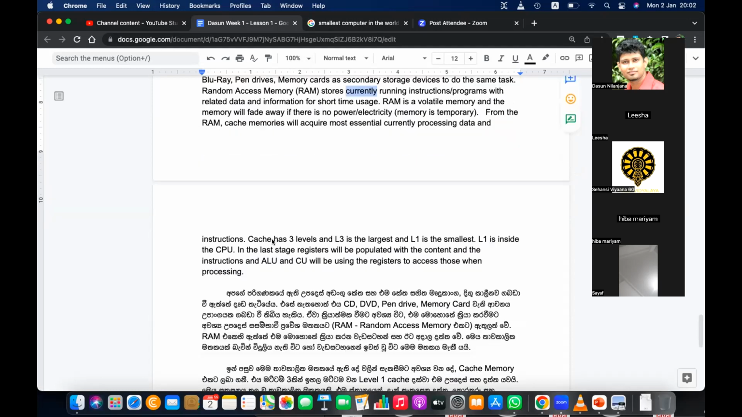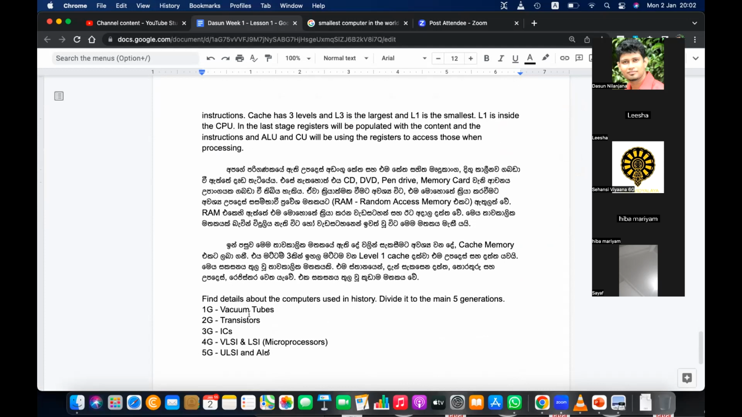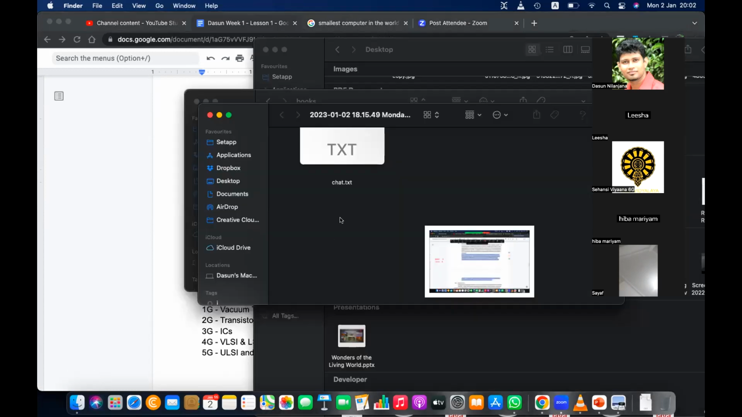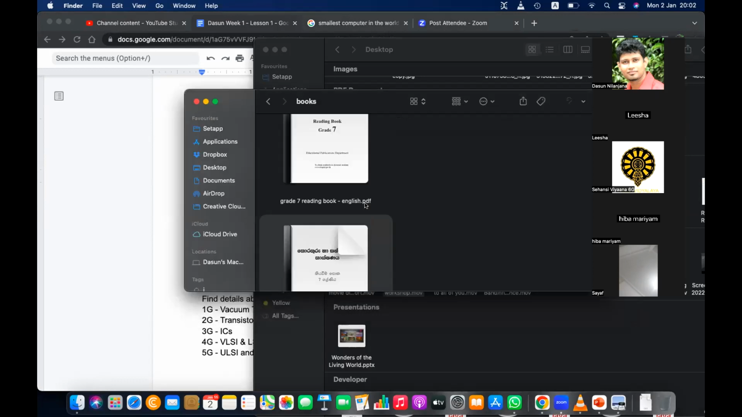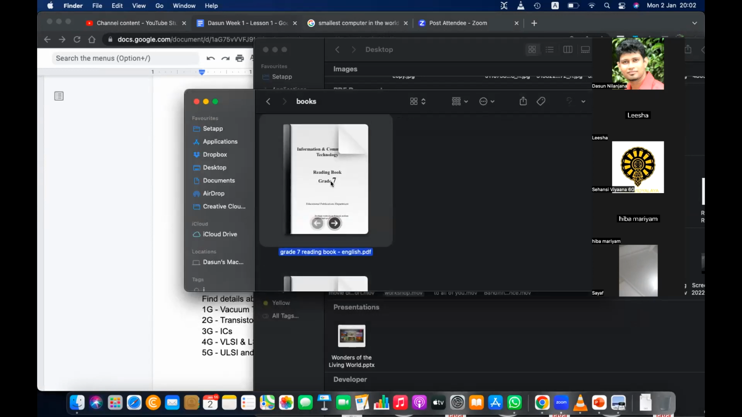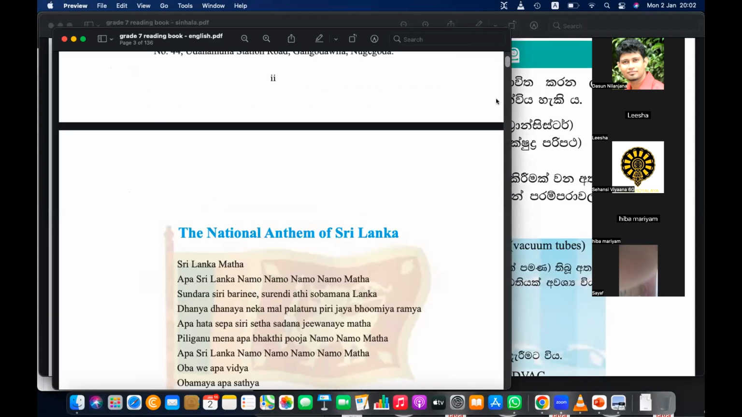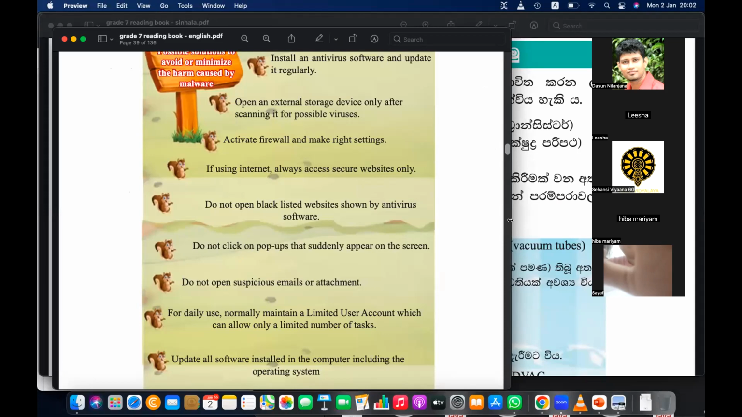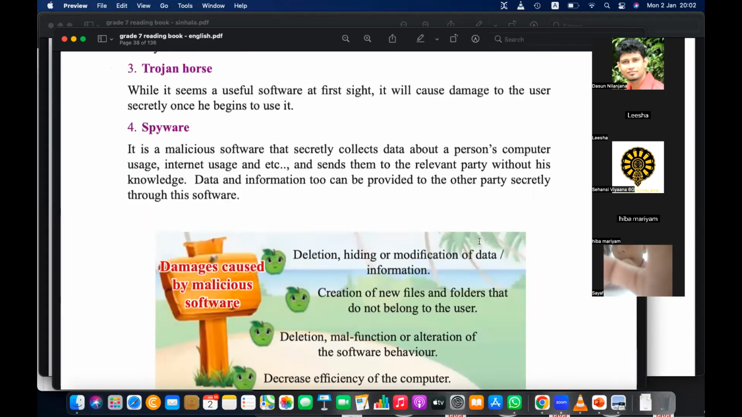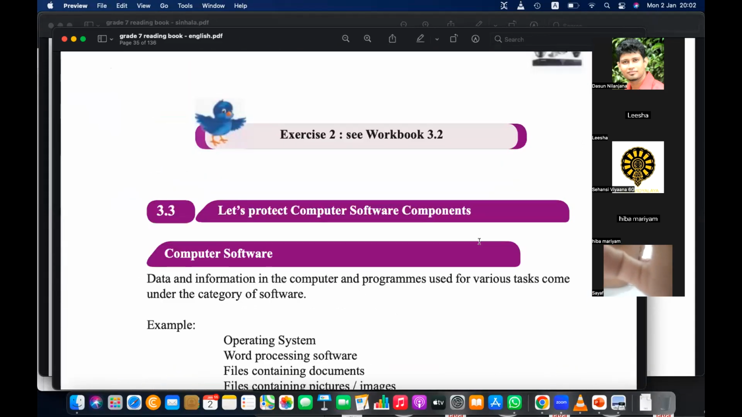Right. Then, according to your book, we have to learn a few more things. That is the history of the computer system and its processor. So let's refer to the book now. According to your textbook, you can go and read the text. There are 4 generations listed according to the computer processor. So what are these 4 generations?